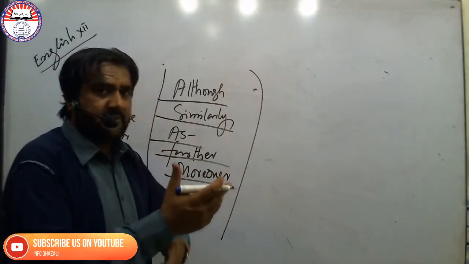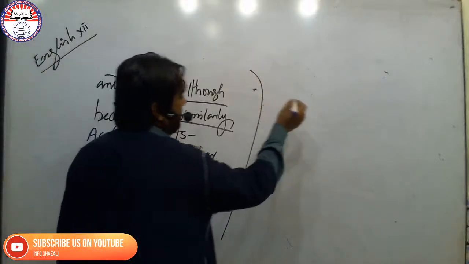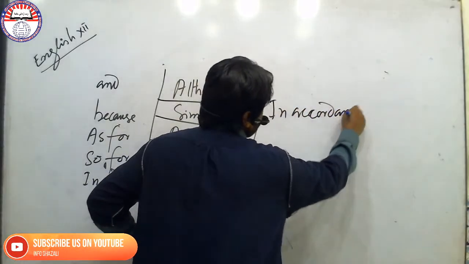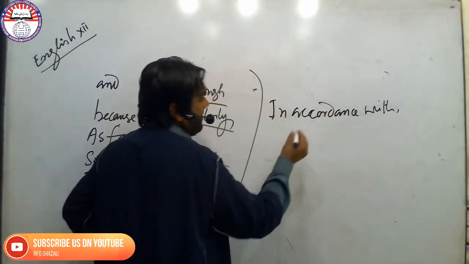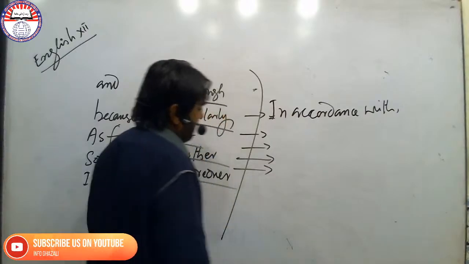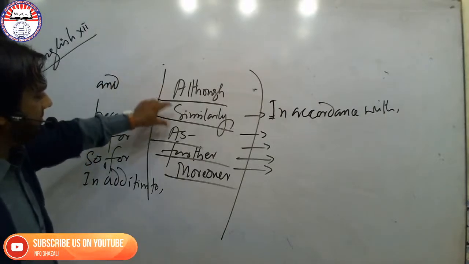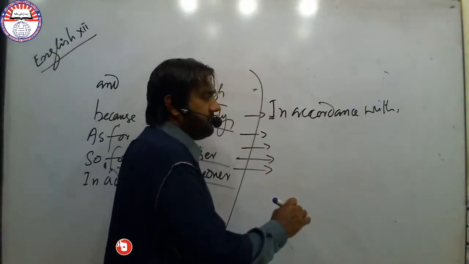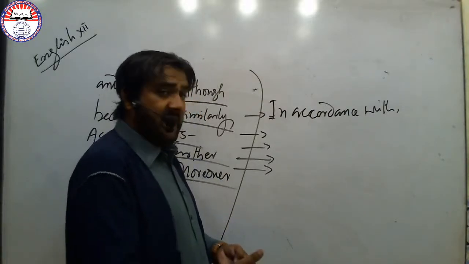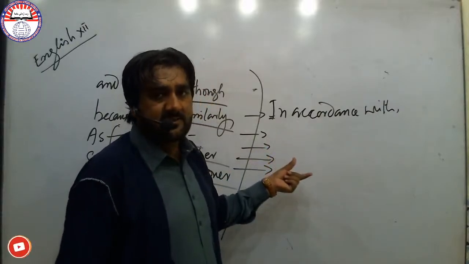Let me remind myself and share with you other devices as well. As for example, in accordance with. There are others as well. So these are the basic devices: in addition to, so far, as far as, because, and, although, similarly. These things are going to make our ideas more beautiful. In order to beautify your language, or even I would say your thoughts and writings, you need these things.